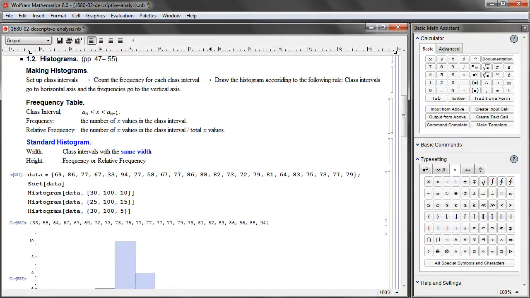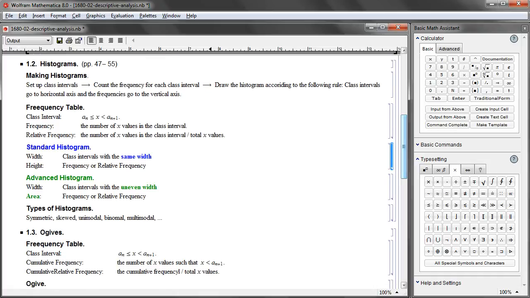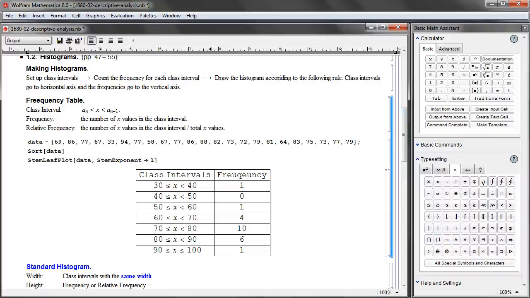How do we create standard histograms from scratch? Typical method is to create a frequency table. Here's an example of a frequency table. Form a table and then get all the class intervals between 30 and 40, 40 and 50, 50 and 60, and so on. But we have to be precise. So in this case, greater than or equal to 30 and strictly less than 40, greater than or equal to 40, strictly less than 50, and so on and so forth. We get all these class intervals and count how many entries are there in each class interval to get frequency.